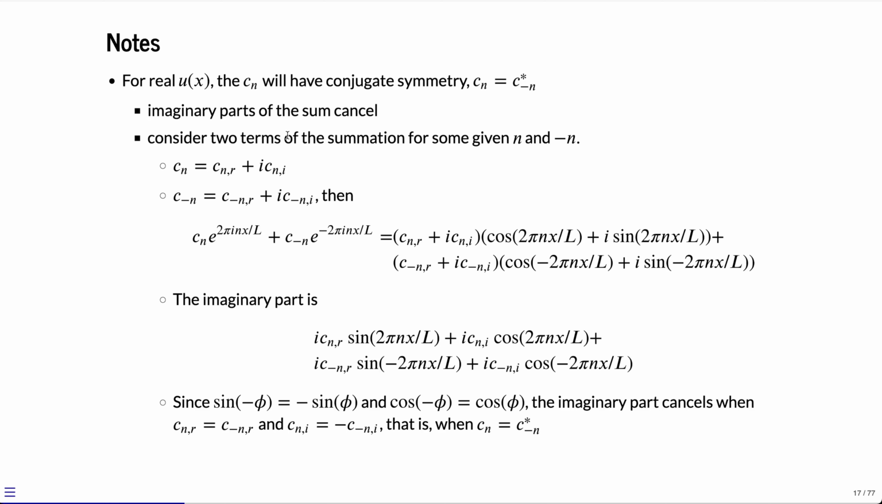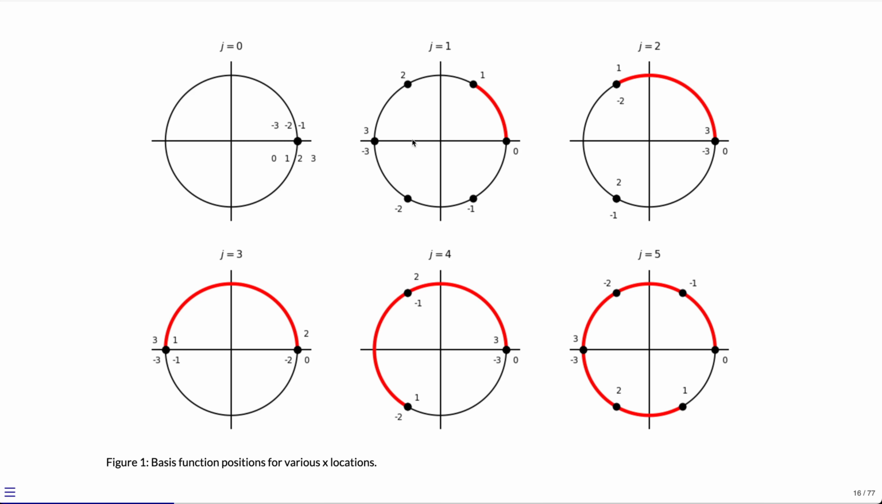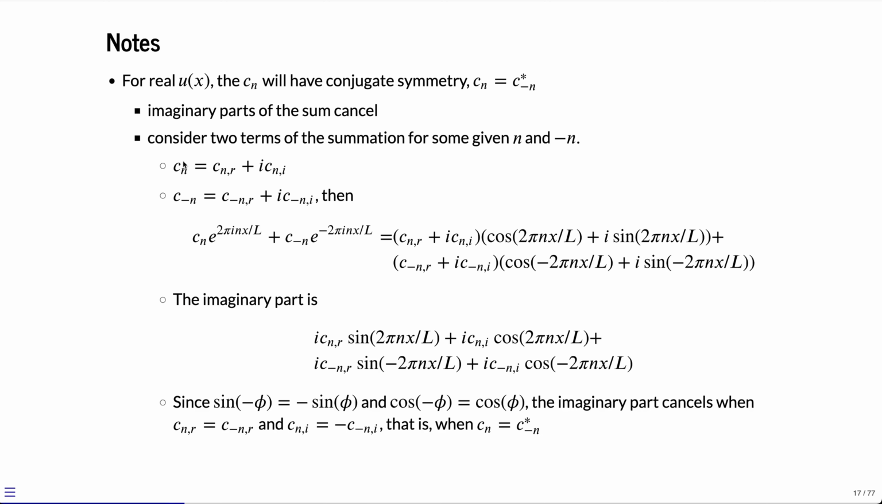But let's consider two terms of the summation on opposite sides here. So when we have 1 and minus 1, or 2 and minus 2. If we have Cn and C minus n, then we have the real part and the imaginary part, and we have the real part and the imaginary part. So when we sum each of these times their corresponding Fourier mode, e to the 2 pi i n x over L and minus 2 pi i n x over L, when we expand these into cosines and sines, we get this. If we collect the imaginary parts, we have this.